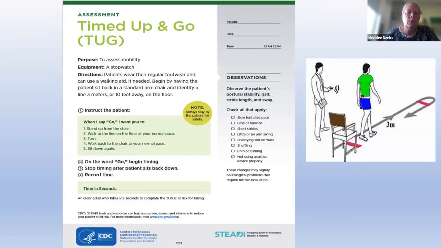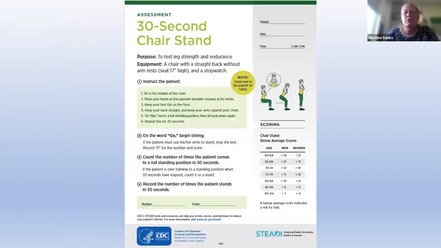So these are ones you can download on the CDC STEADY website. It tells you exactly what to do, what to look for. It gives you the age norms for these different activities.